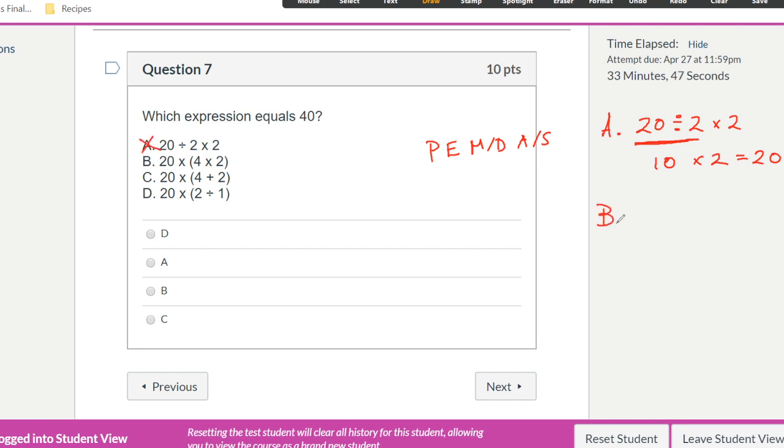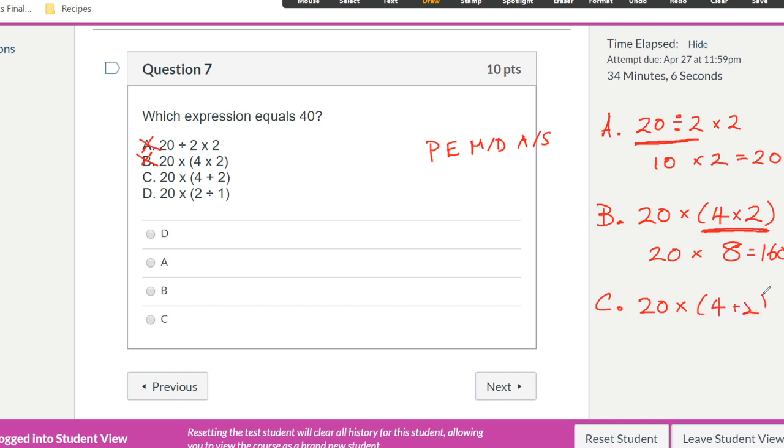Now we have B. 20 times (4 times 2). There's parentheses, so we solve that first. We have 8. 20 times 8 is going to be 160. I know that's not 40. B is wrong. C. We have 20 times (4 plus 2). There are parentheses, so we solve that first. 4 plus 2 is 6. 20 times 6 is 120. So I know C is wrong.